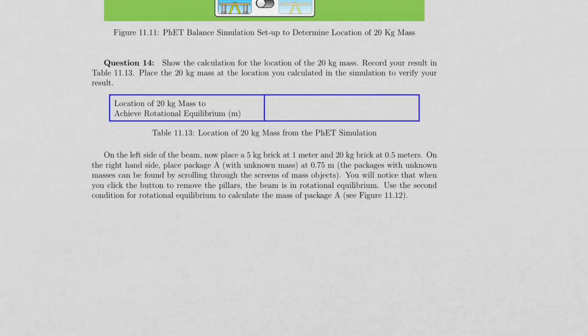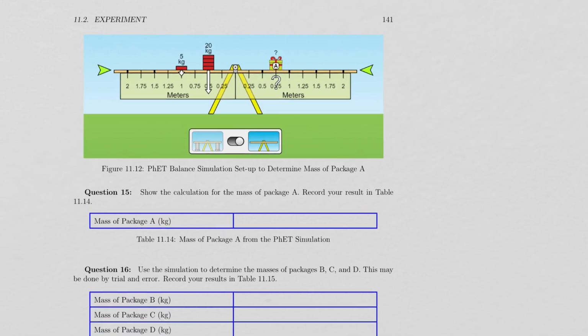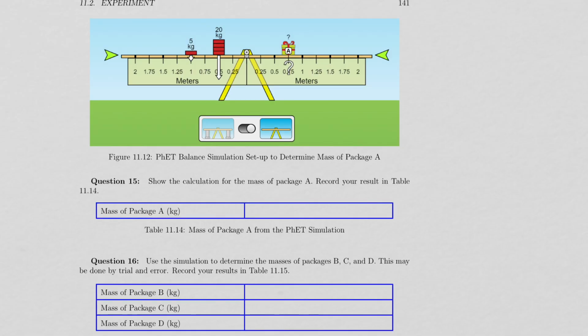Then the next part is you're putting 5 grams at 1 meter to the left, 20 grams at 0.5 meters to the left, and you're balancing it with this unknown mass of package A at 0.75 meters to the right. So now you're told, if you look at this, it's completely balanced, right? So everything's in rotational equilibrium. So using that fact, I want you to calculate what the mass of package A is. So again, you're just going to do sum of the torques equals 0, and you're going to find the mass of package A.